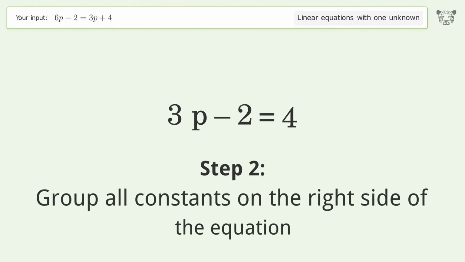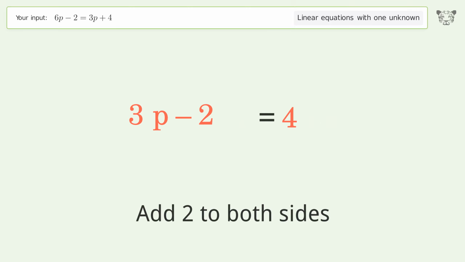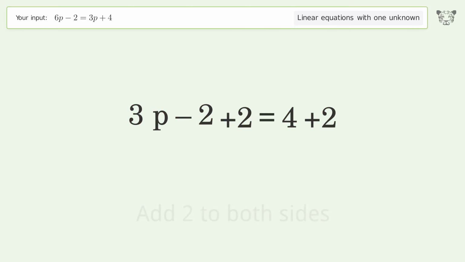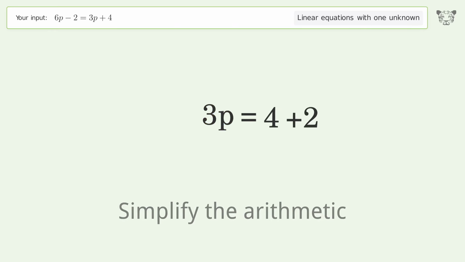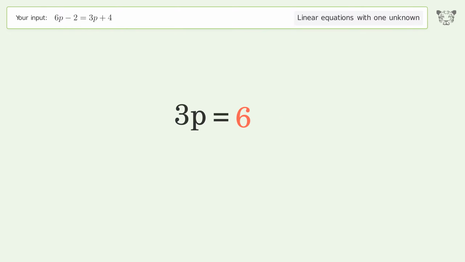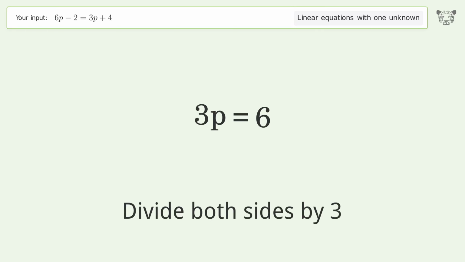Group all constants on the right side of the equation. Add 2 to both sides. Simplify the arithmetic. Isolate the p. Divide both sides by 3.